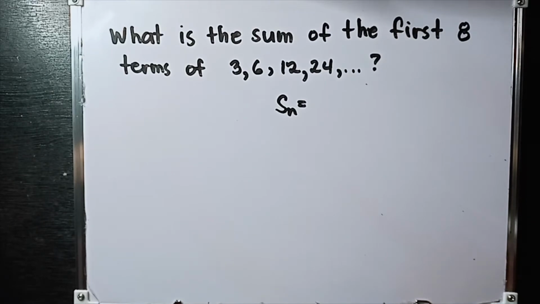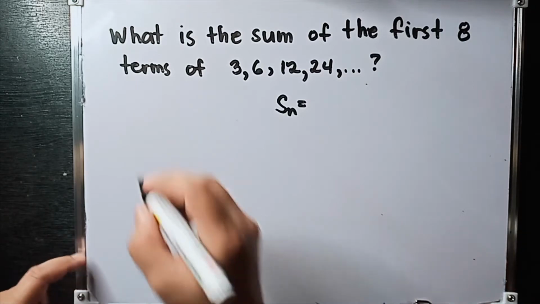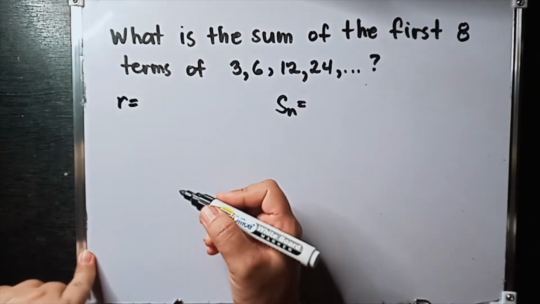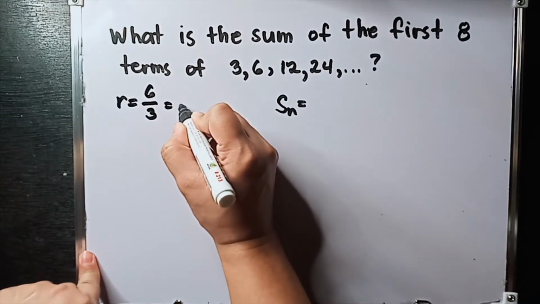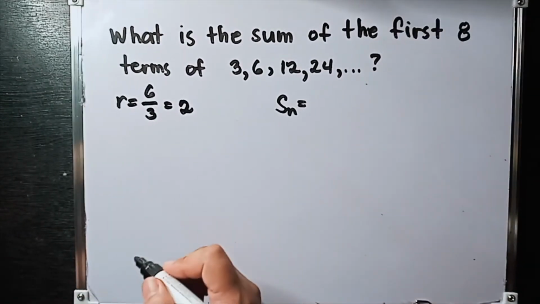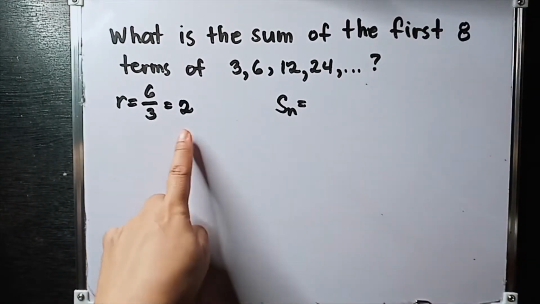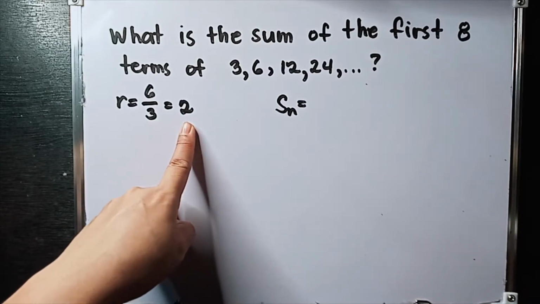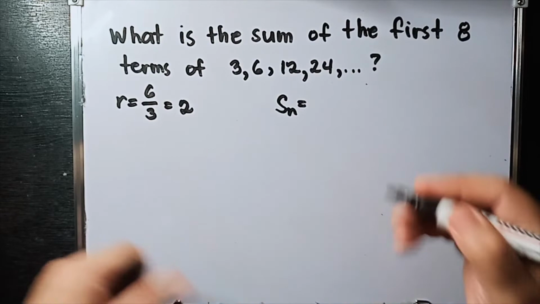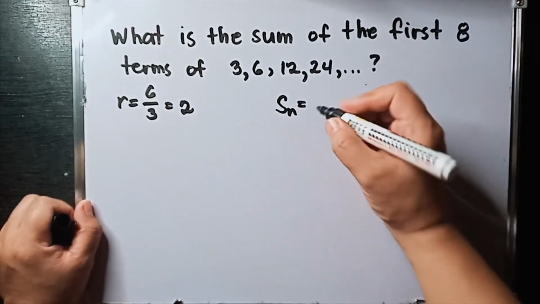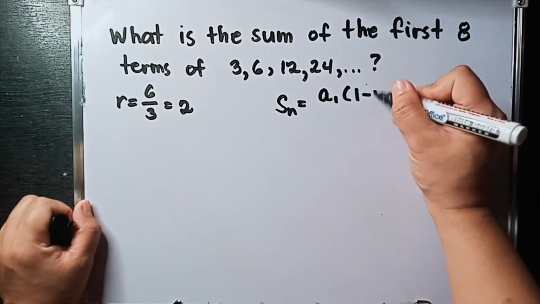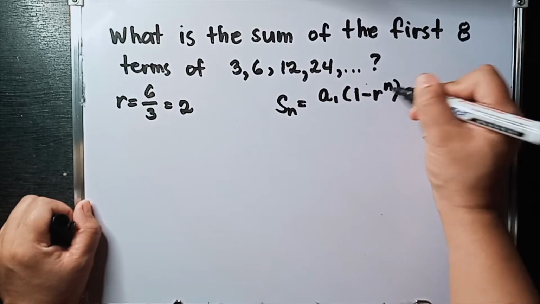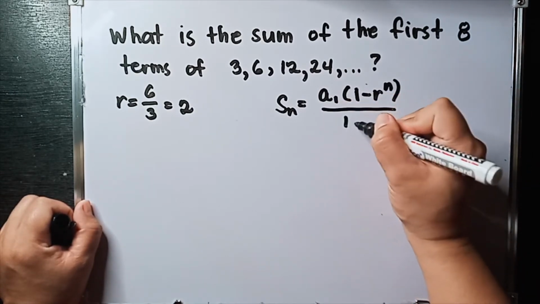What is the sum of the first 8 terms of 3, 6, 12, 24, and so on? The first thing that we should do is to identify our r, or the common ratio. We have 6 divided by 3, so the common ratio is 2. Since our common ratio is 2, which is not equal to 1, we are going to use our formula S sub n equals a sub 1 times 1 minus r raised to n, divided by 1 minus r.